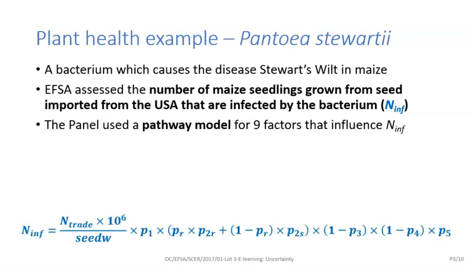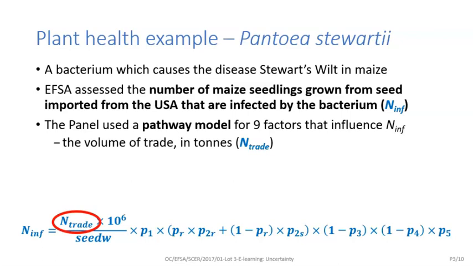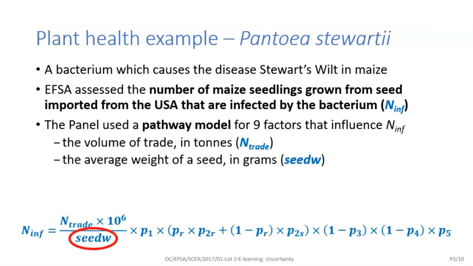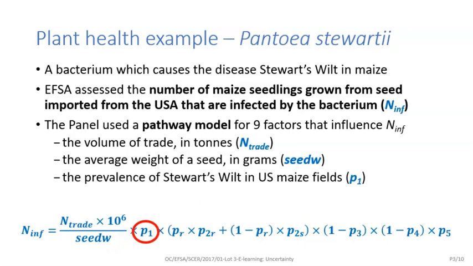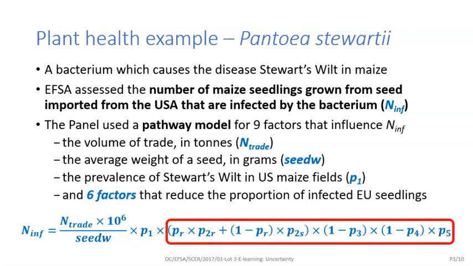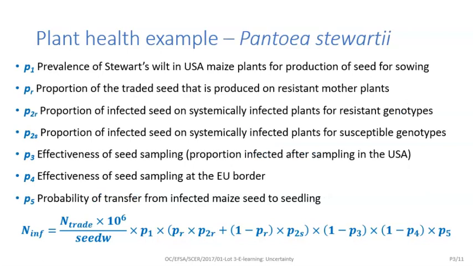The panel used a pathway model for 9 factors that influence N-inf. The volume of trade in tons, the average weight of a seed in grams, the prevalence of Stewart's wilt in US maize fields, and 6 factors that reduce the proportion of infected EU seedlings. Here are descriptions of the 6 factors in case you would like to look at them later. Note that they are all proportions between 0 and 1.